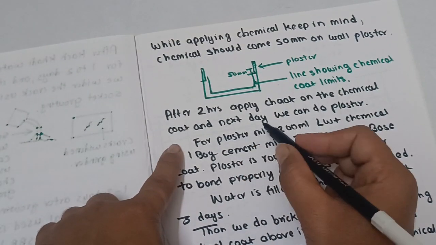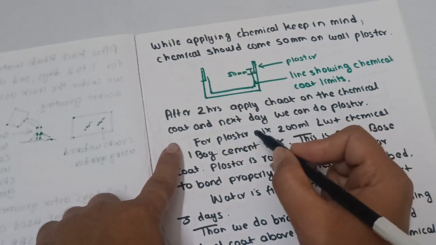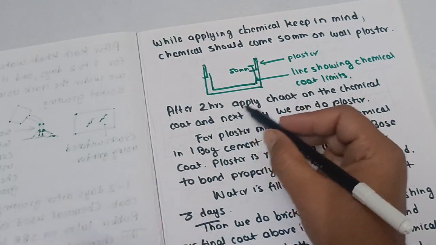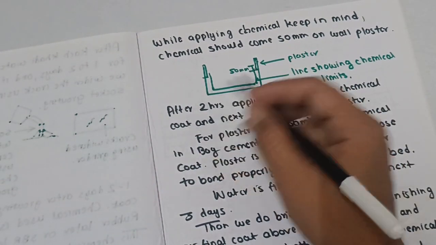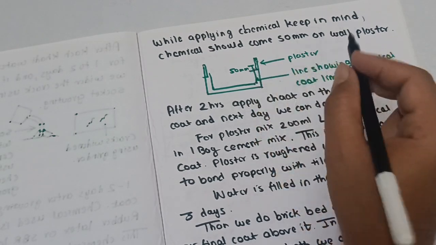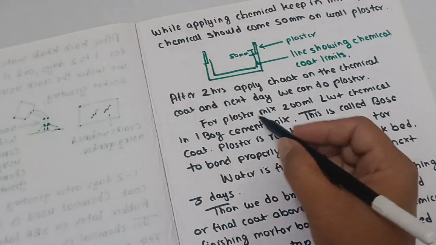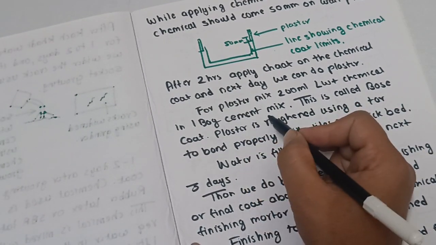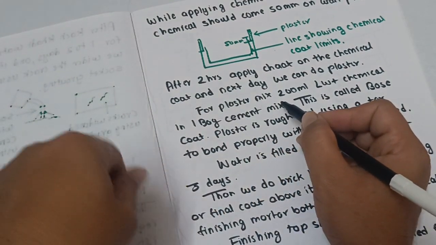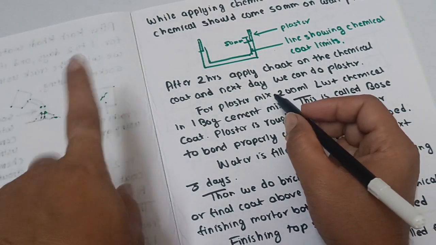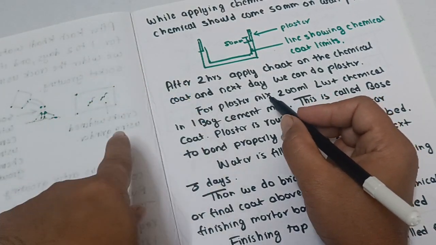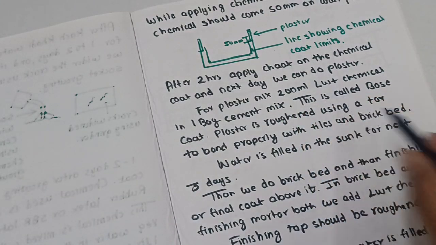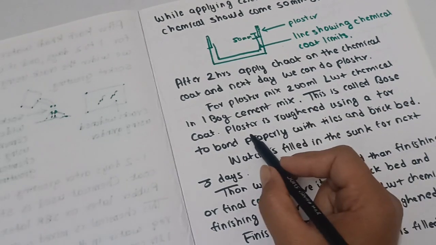After 2 hours, apply chart on the chemical coat, and next day we can do plaster. Chart is an application like plaster but not finished. For plaster, mix 200 ml LW plus chemical in 1 bag cement mix. Like in 1 bag cement, for example, 1 bag cement and 4 to 5 bags sand, we put 200 ml LW plus chemical. This is called base coat.